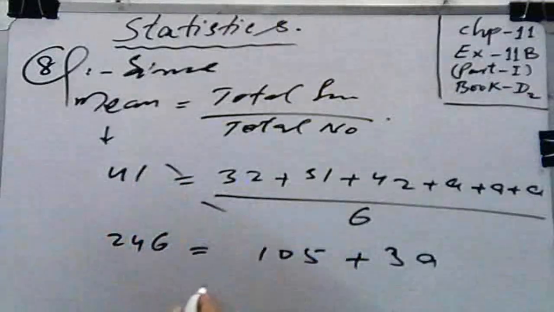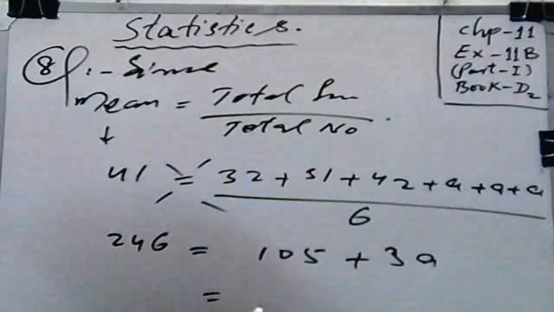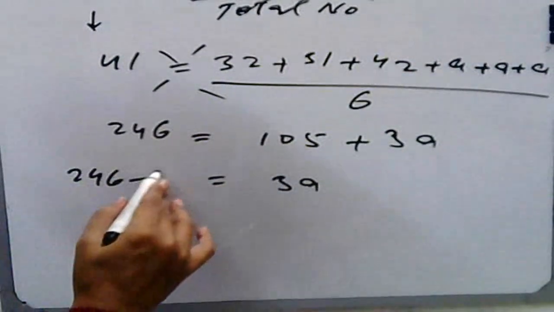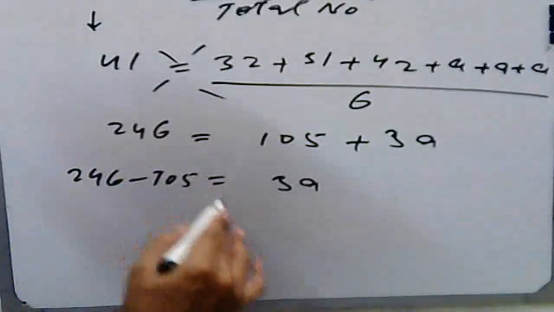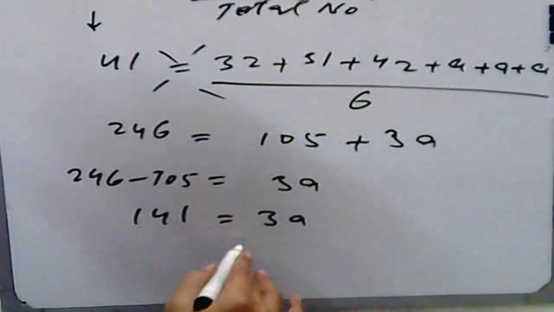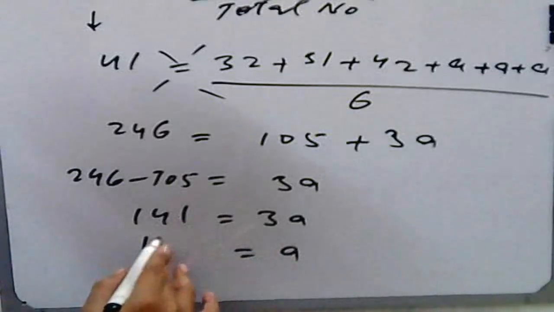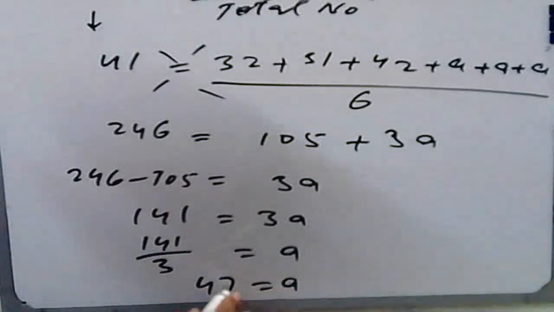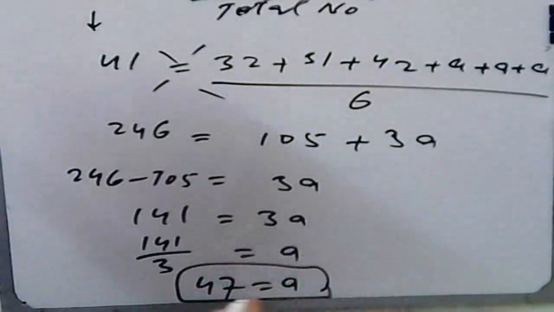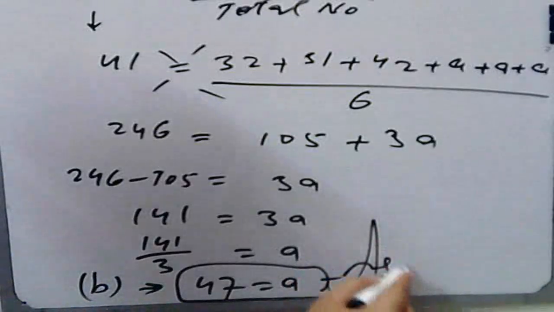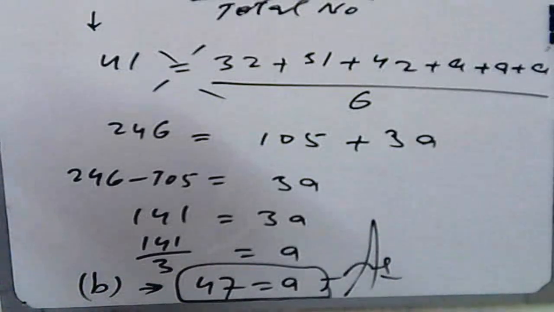So after simplification, 3a is equal to 246 minus 105. So 3a is equal to 141. So the value of a is 141 divided by 3. You will get the value of a, that is 47. So that is your B portion, because the B portion has this result. Now we have to find the A portion, that is what is the total sum.